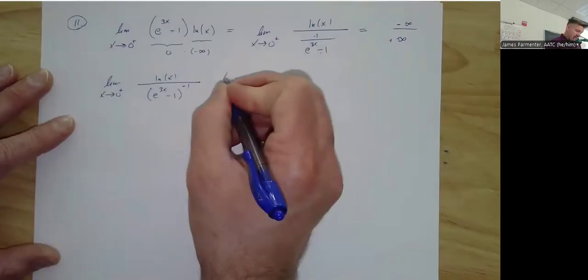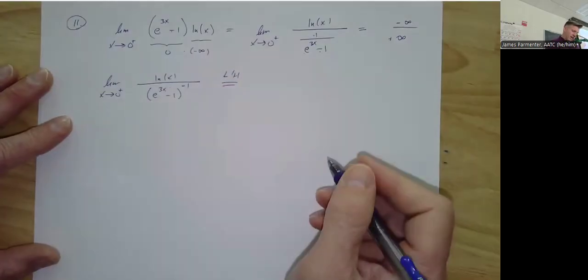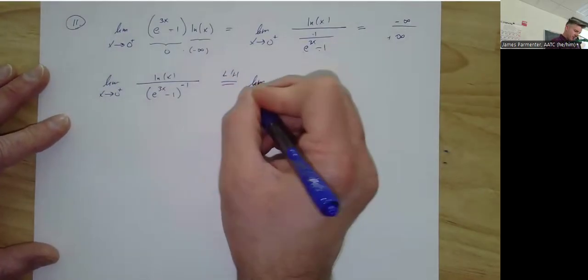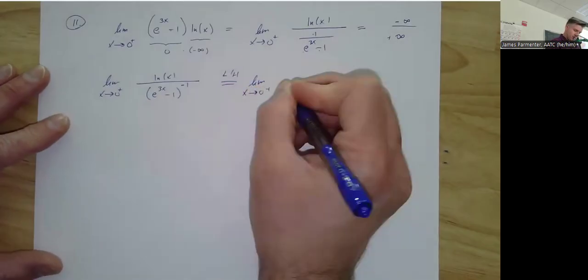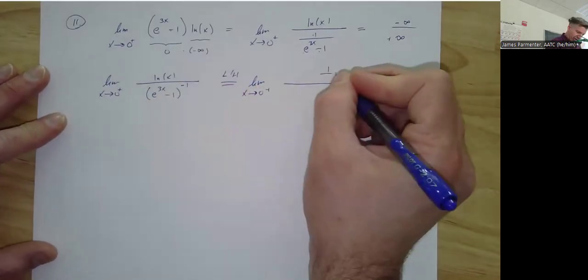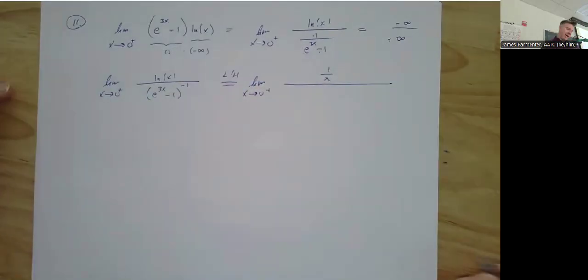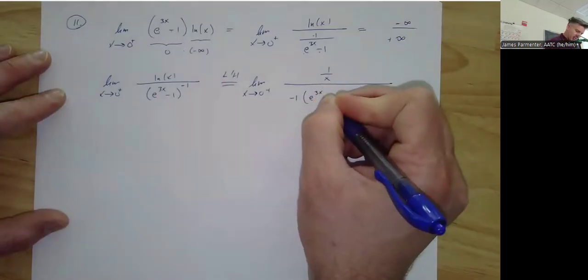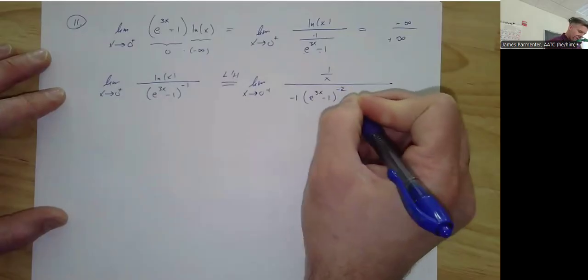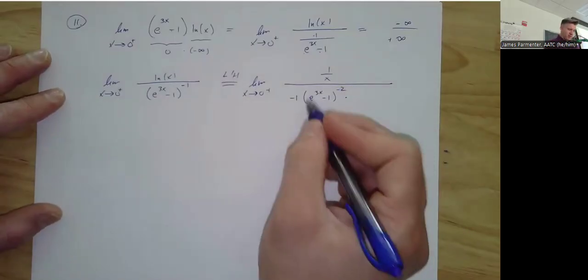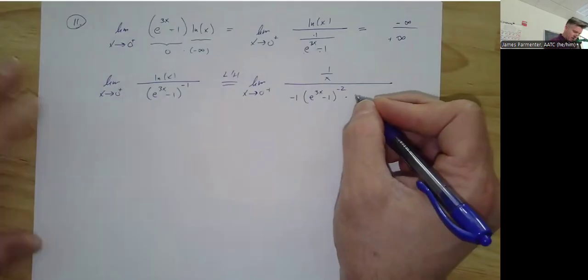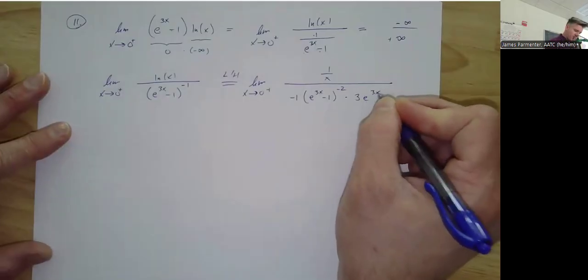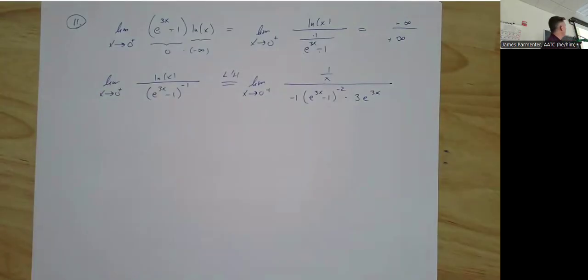All right, let's throw L'Hopital's rule out and see what happens. Ugh. On top, easy, 1 over x. On the bottom, not as easy. It's negative 1 times (e to the 3x minus 1) to the negative 2 times the derivative of the inside part, which is going to be e to the 3x times 3. Ugh. This is definitely a time where simplification is what we should do.